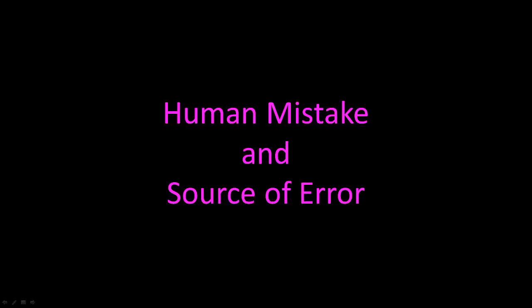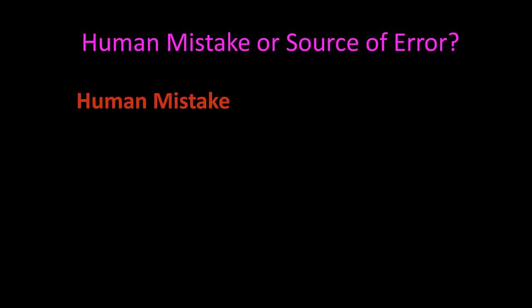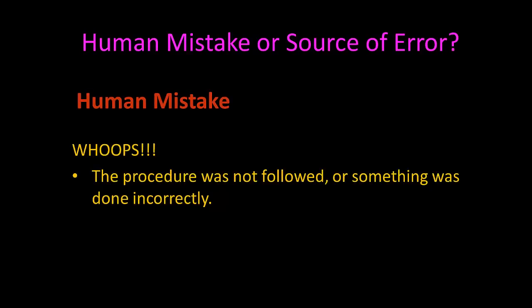Hello, Chem students. Today we are discussing errors in the lab, specifically human mistakes and sources of error. So, what's the difference between the two? Well, a human mistake, or a mistake that you make, is a whoops. The procedure was not followed or something was done incorrectly.